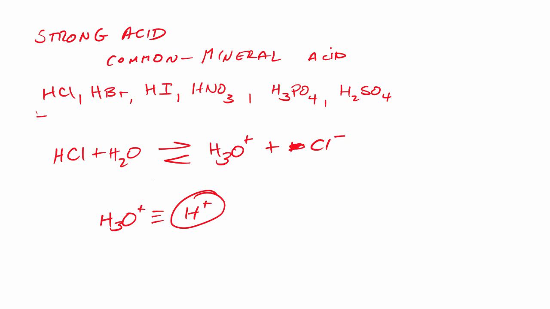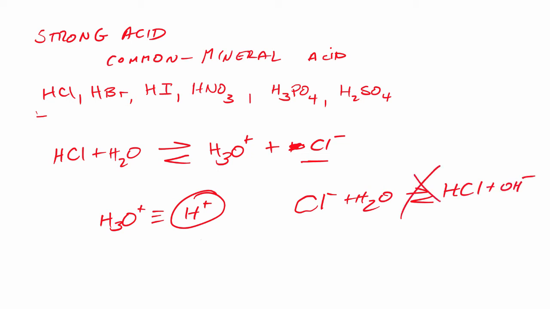This is the equation. This is very strong. This dissociates completely. Chloride is too weak to pull hydrogen away from water. Oxygen is highly electronegative, more electronegative than chlorine, so it's going to keep that. Chlorine will not take the proton away from normal water, so this reaction will not happen. This is what I mean by strong acid, and it dissociates completely.